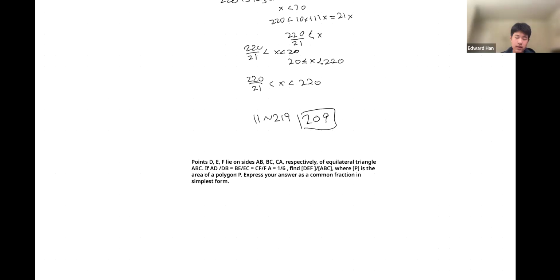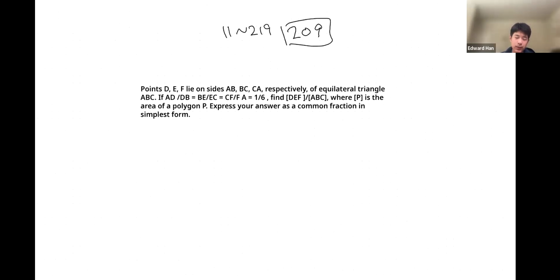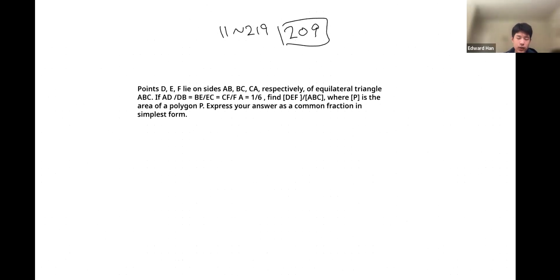So let's look at this question. It says points D, E, and F lie on sides AB, BC, and CA respectively. And so we have a ratio of 1 to 6 for each of the sides. And we need to find DEF for ABC. And yeah. So for this one, let's draw a diagram first here.